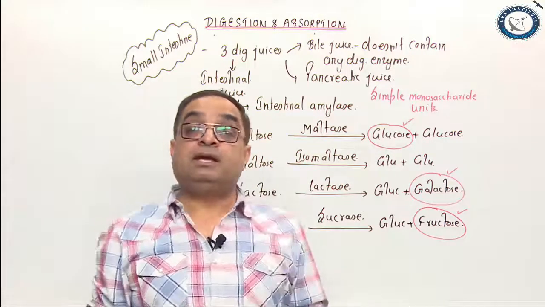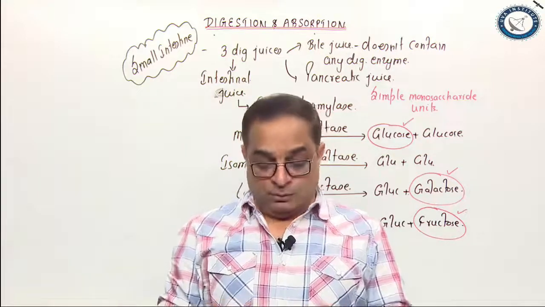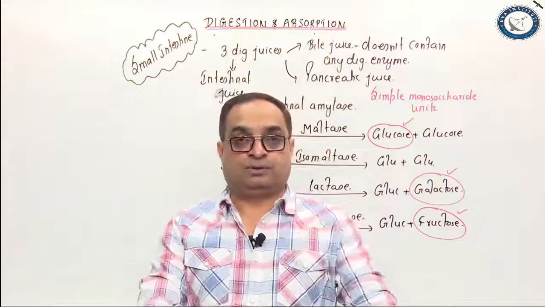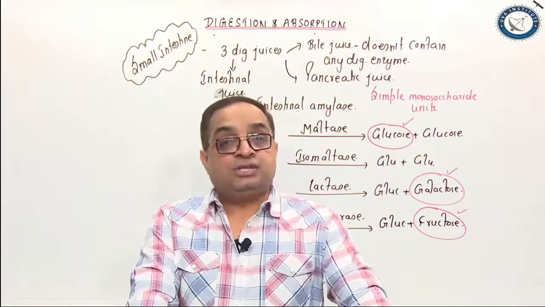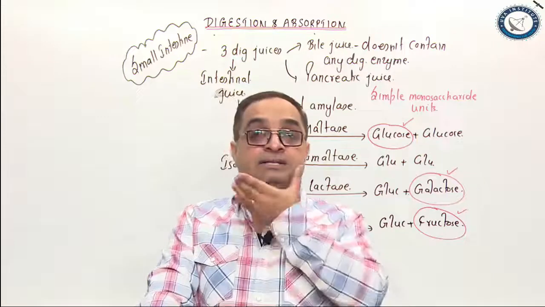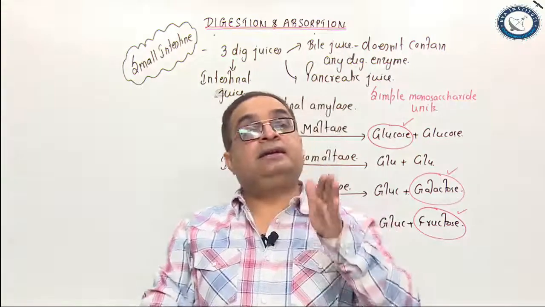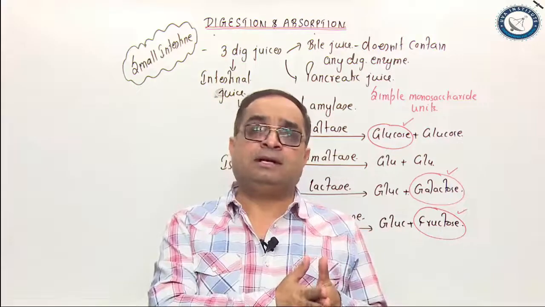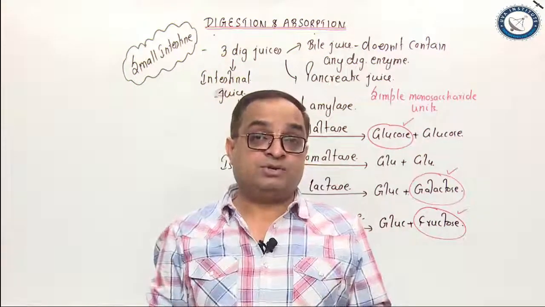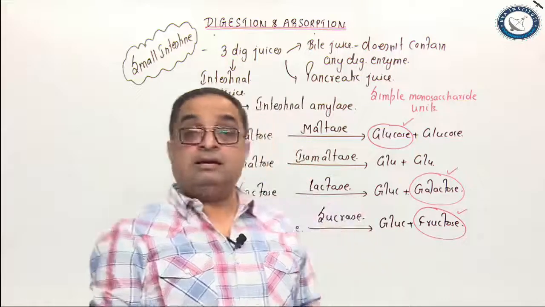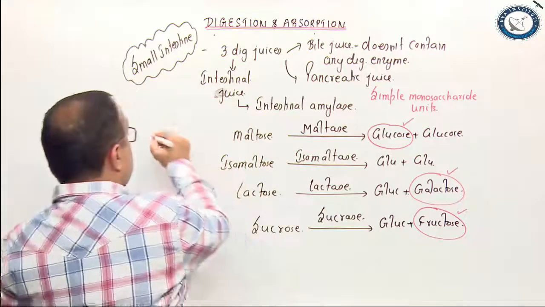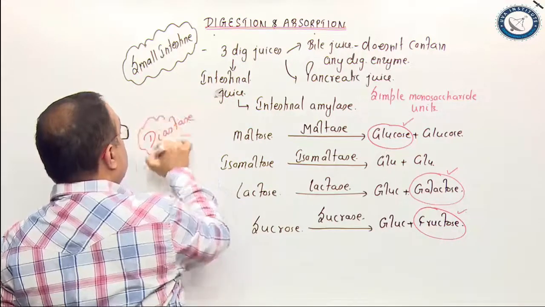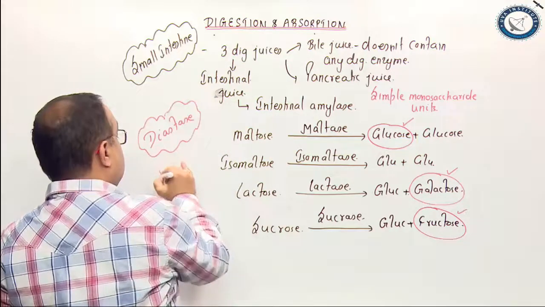So what was the main aim of digestion? Breakdown of the complex food into simpler form for easy absorption. So we have seen that the digestion of carbohydrates begins in the buccal cavity and ends in the small intestine. Which enzyme in the buccal cavity starts the starch digestion? It is salivary amylase, also called ptyalin, and also called diastase. Please remember, salivary amylase is also called ptyalin or diastase.